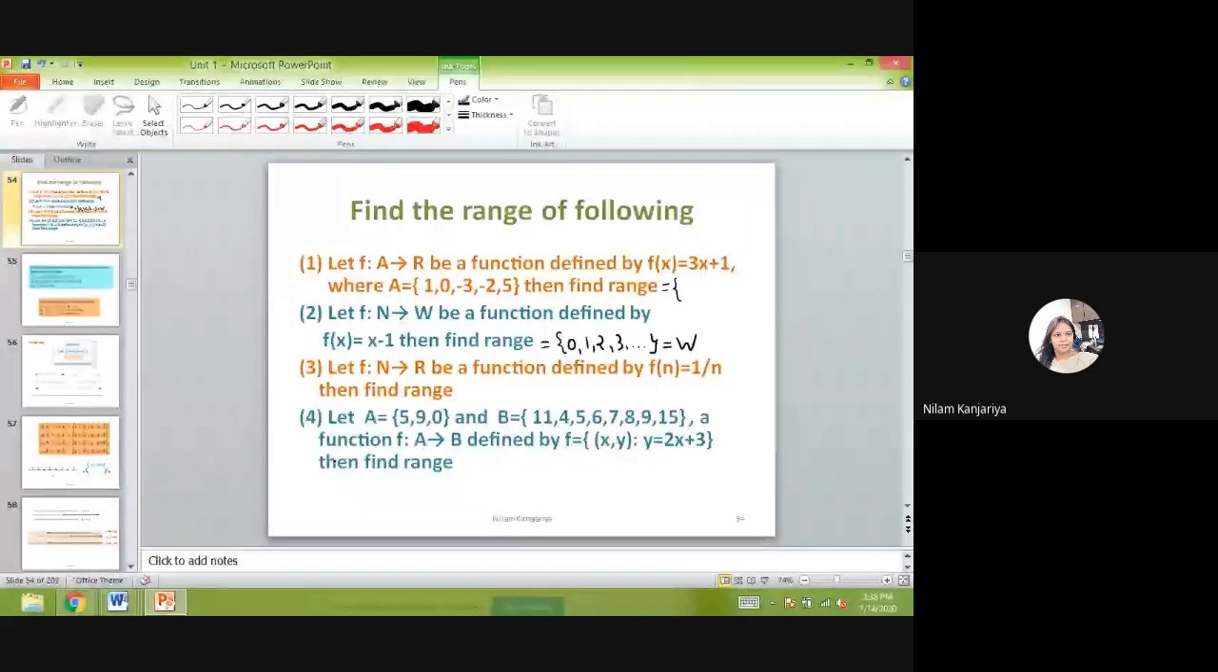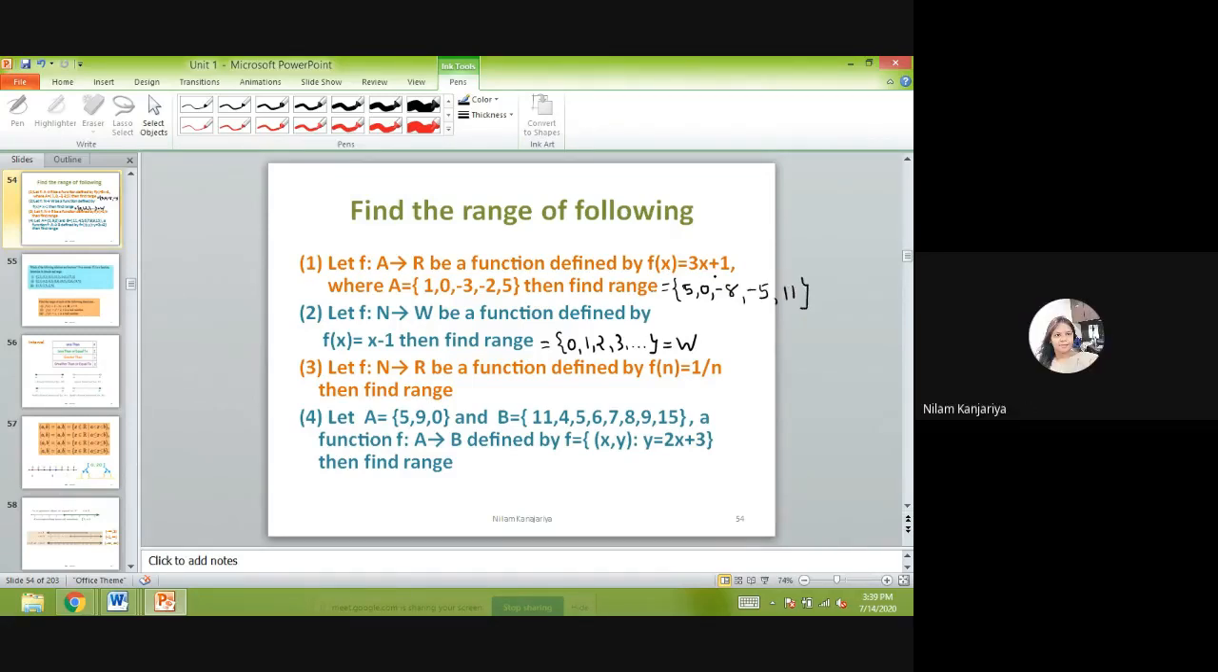Now, which person is not able to solve it? The first one, I finished. So, what is the range? The range of the first one is 5, 0, -8, -5, and 11. Positive.